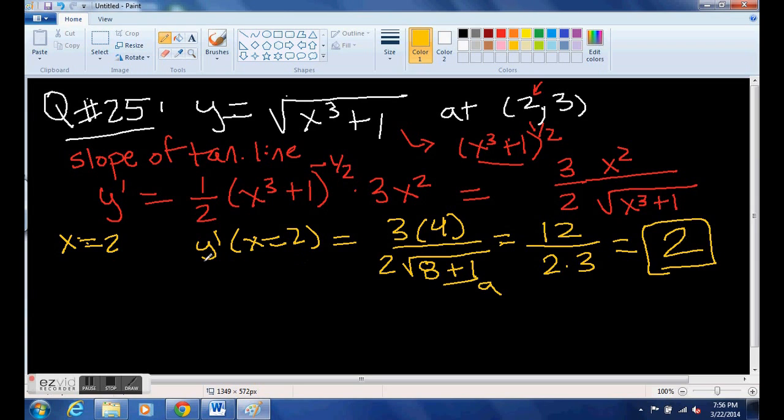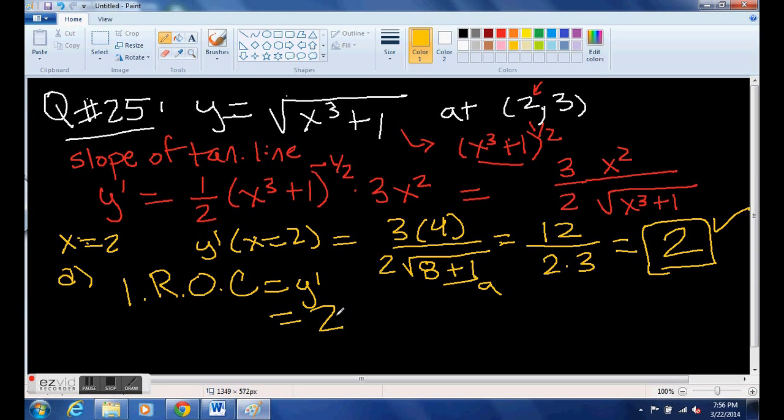So part A said find the slope of the tangent line, so that's great. Check, did it. Part B says find the instantaneous rate of change at that point. The instantaneous rate of change is the same as the slope of the tangent line, which is the same as the first derivative. So again, we have 2.